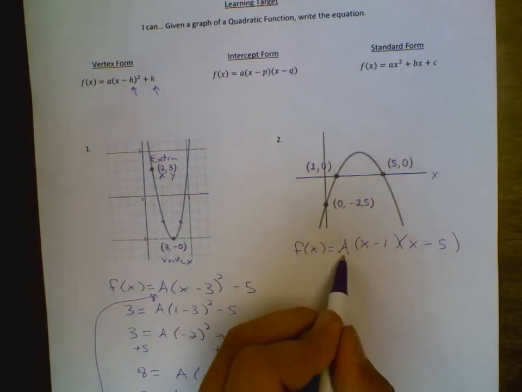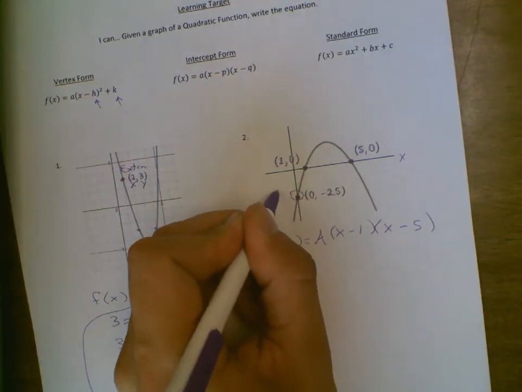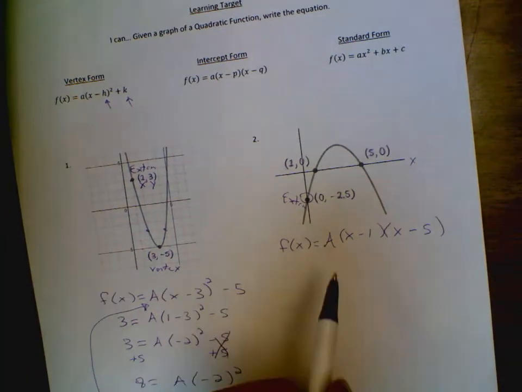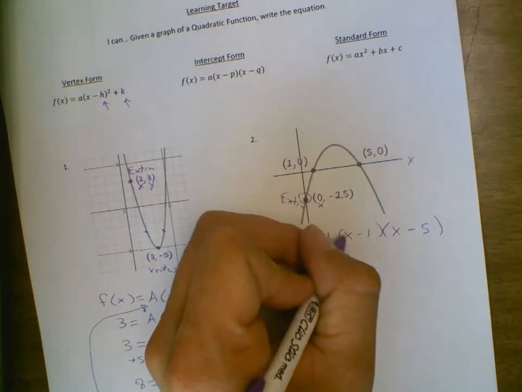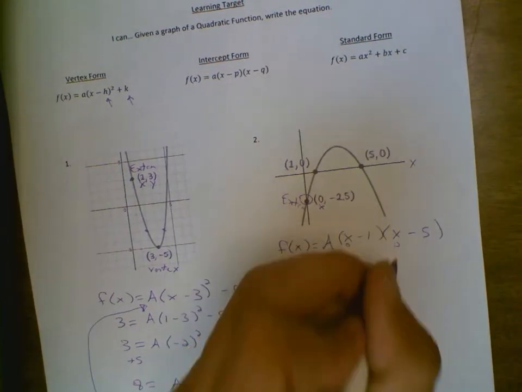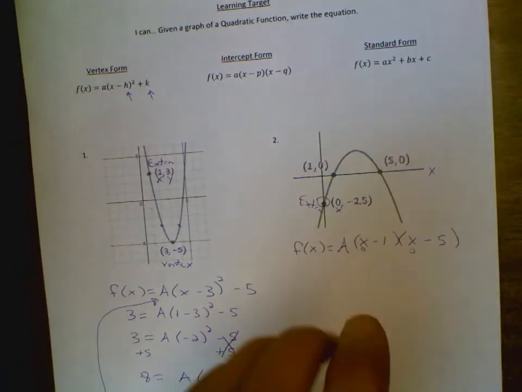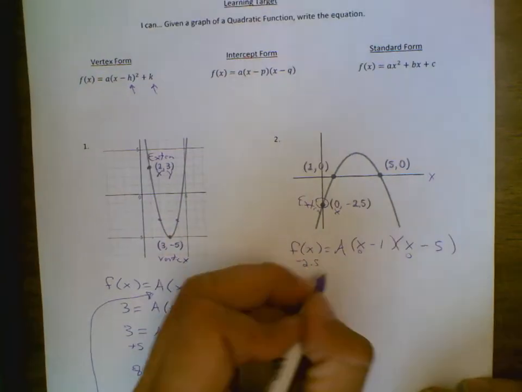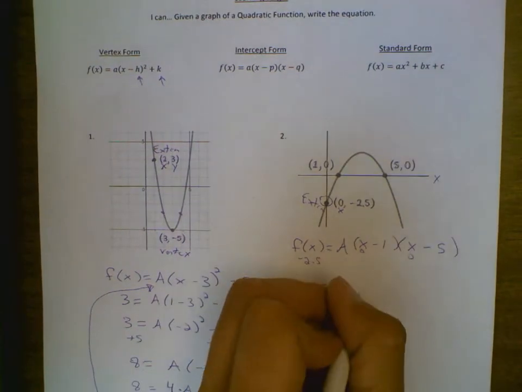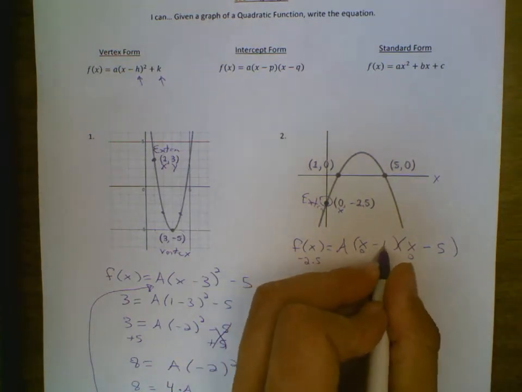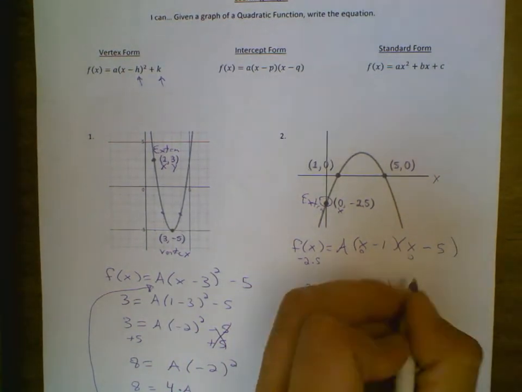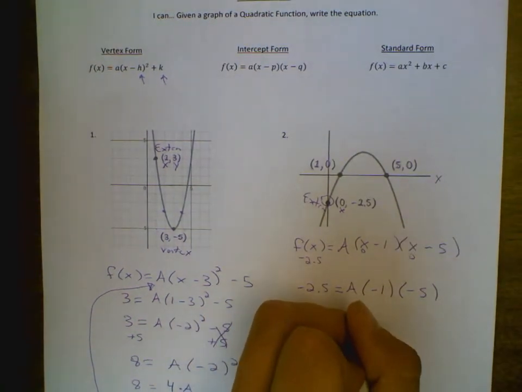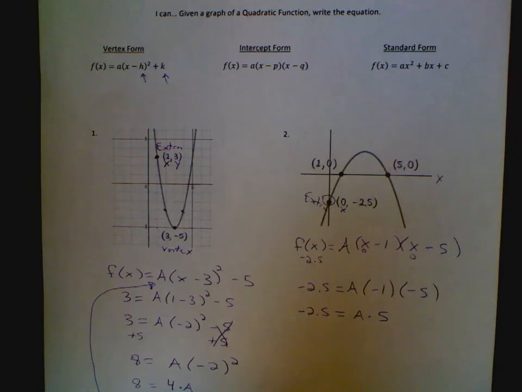Then to find the a value, I use this extra point again. The extra point I'm going to plug in to solve for a. The x coordinate's going to go in for both of the x's, so both of those are going to be zeros. And then the -2.5 is going to go in for the y, or the function value. So I'm going to get -2.5 = a times, well, 0 minus 1 is -1, 0 minus 5 is -5. And then I'm going to get -2.5 = a times -1 times -5, which is +5.